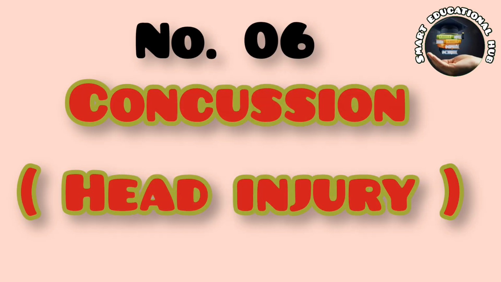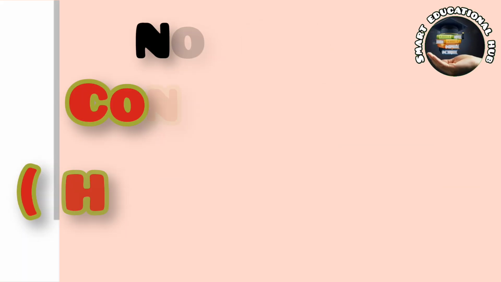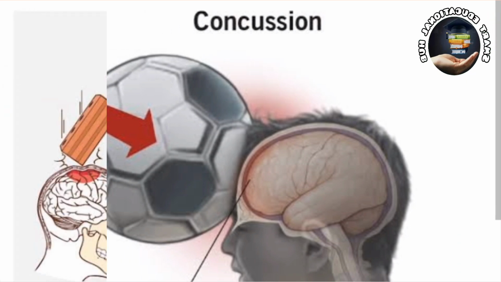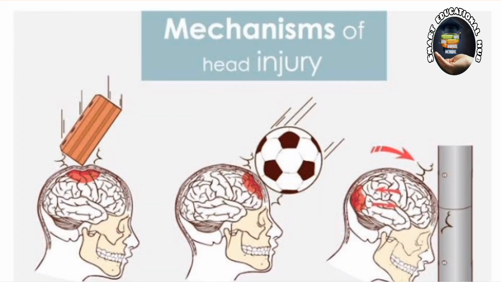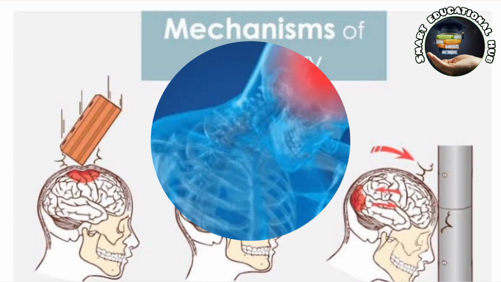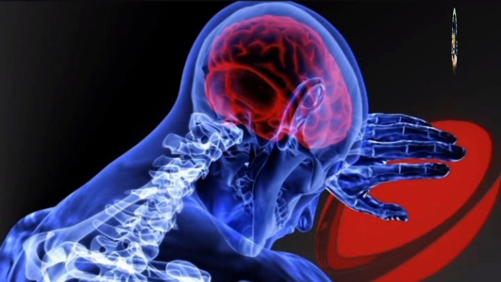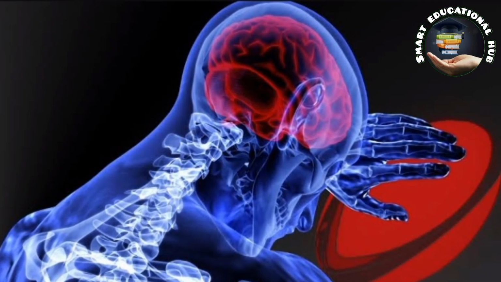Number 6, concussion or head injury. A concussion is a type of brain injury that happens when the head is hit or shaken hard. It doesn't always involve a cut or bleeding, but it affects how the brain works for a short time. Concussions are common in falls, car accidents, or sports like football or cycling.